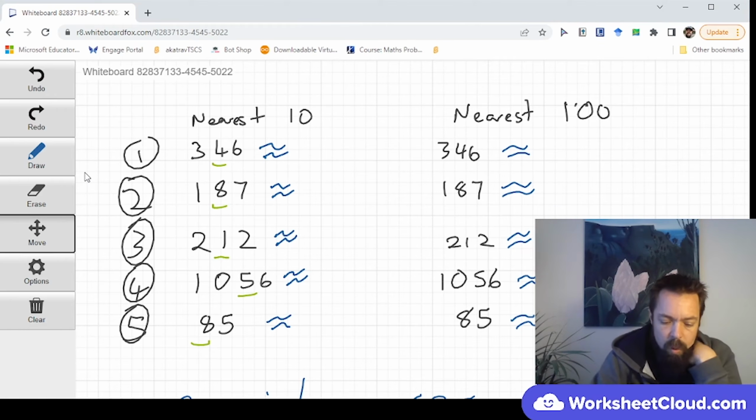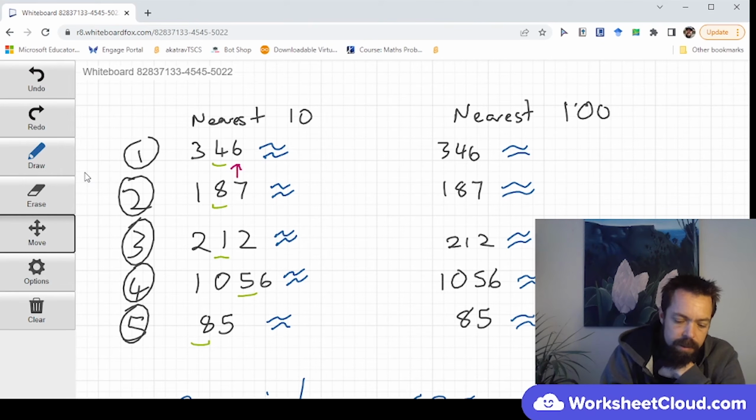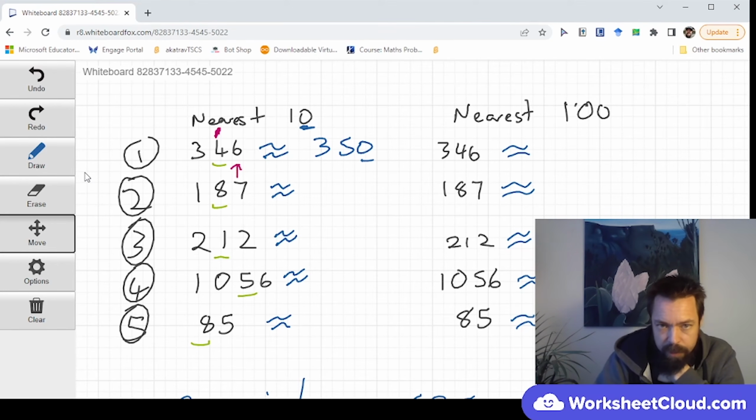Okay, we'll start with the number 1. Okay, we look at 6. Because it's to the right of the tens digit, 6 is going to go up. It's closer to the next 10. So I'm going to add 1 over there. And my answer is going to become 350. Noticing, when we're rounding to the 10, we definitely have a 0 on the end. All right, 1 0 and 1 0. It's not always going to be 1, but we'll come to that a little bit later in the lesson.